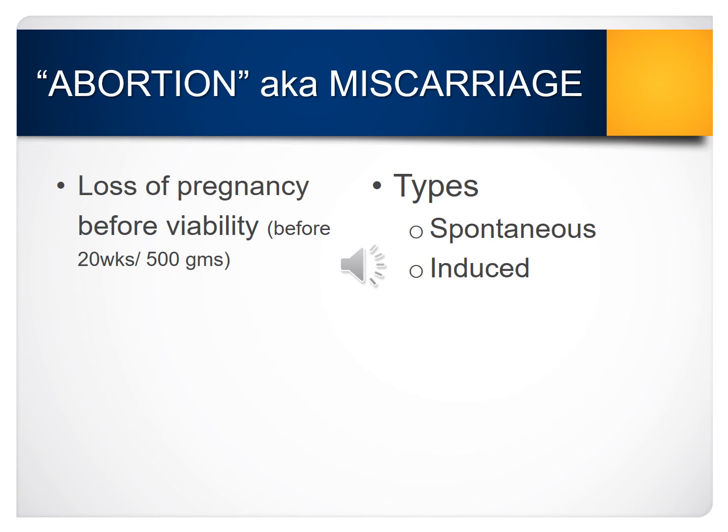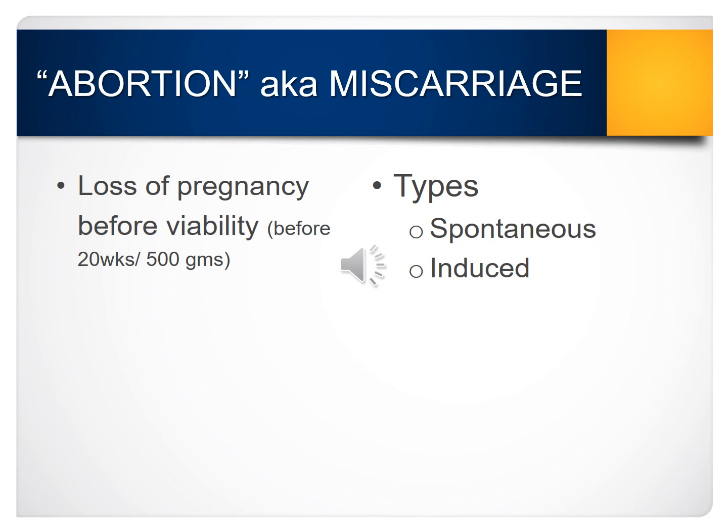And most of the time, the unfortunate thing is that we don't know the exact cause of the miscarriage or the abortion. It could be related to chromosomal abnormalities, teratogenic drugs, endometrial abnormalities, infections, or a weak cervix.